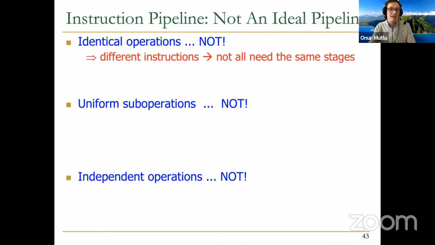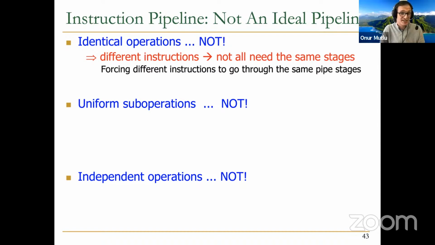It's not like assembling a car. All cars require going through the same stages in a factory, assuming the cars are the same, right? But in this case, that's not true. As we said, a load instruction requires a memory access stage, and an add instruction doesn't. But we're forcing different instructions to go through the same pipeline stages, and that's going to reduce our throughput, as well as increase the latency of some instructions, as we have discussed.